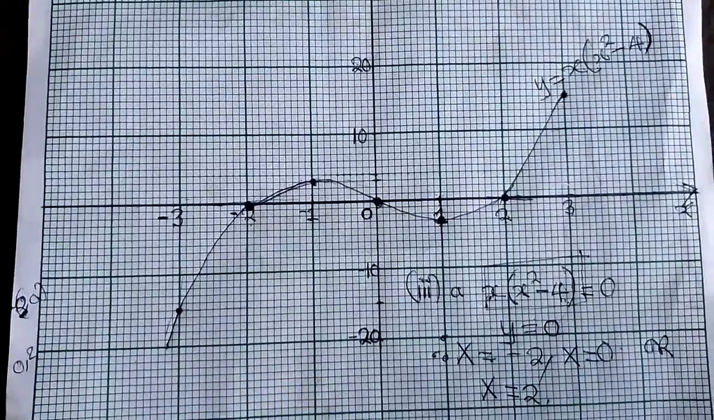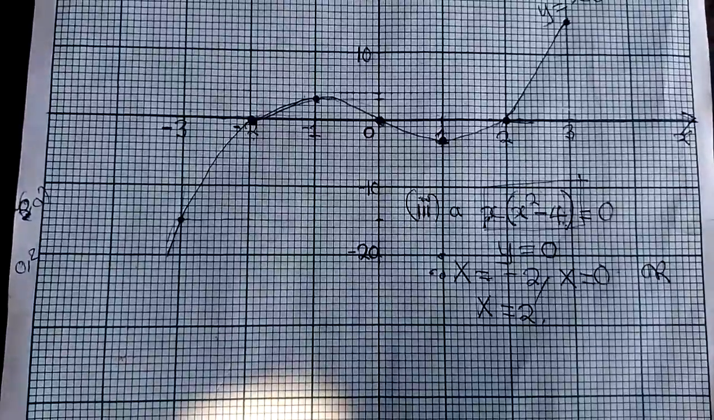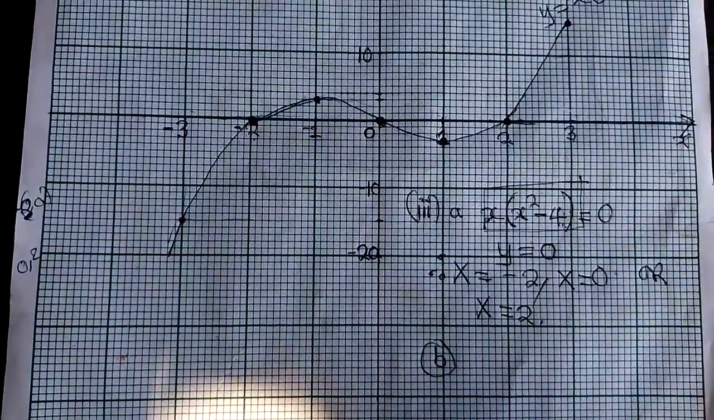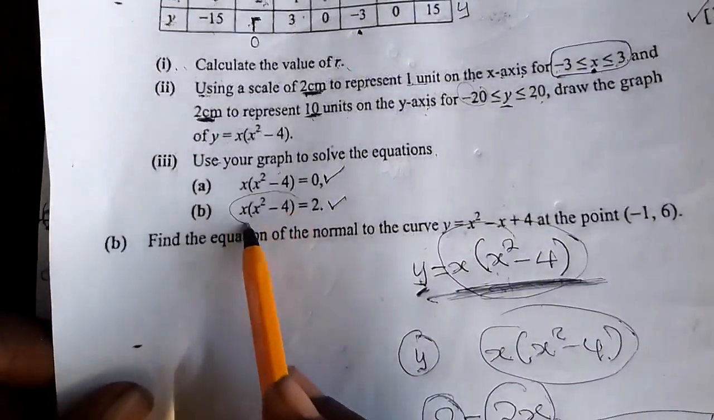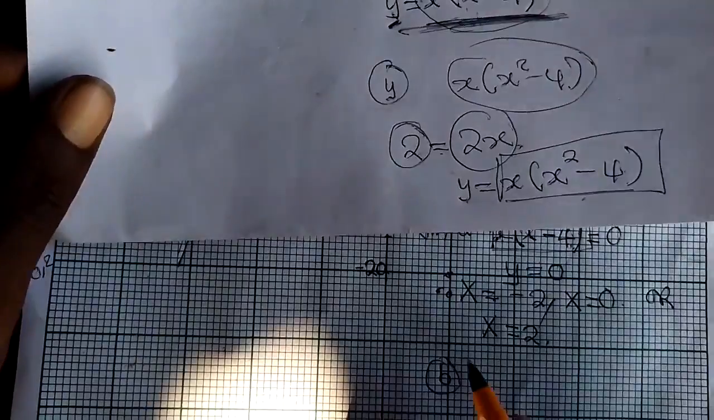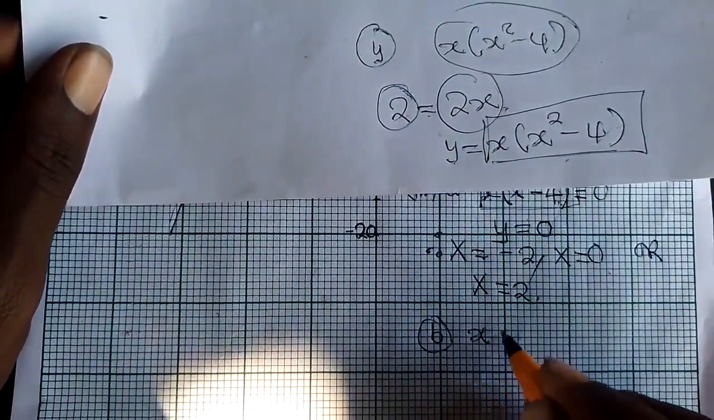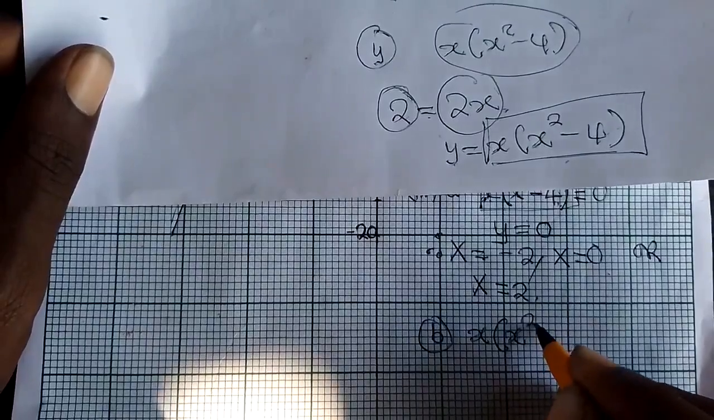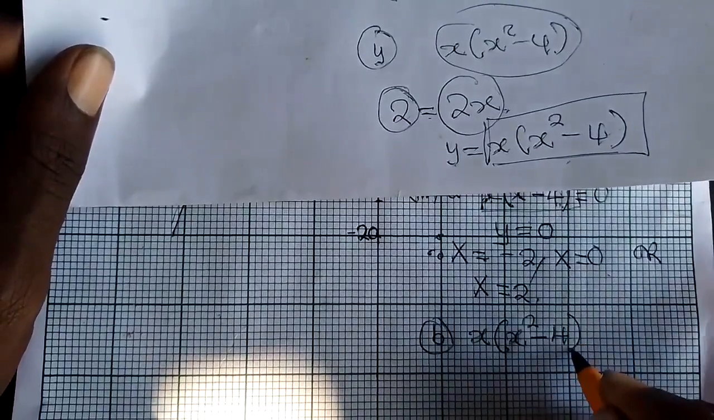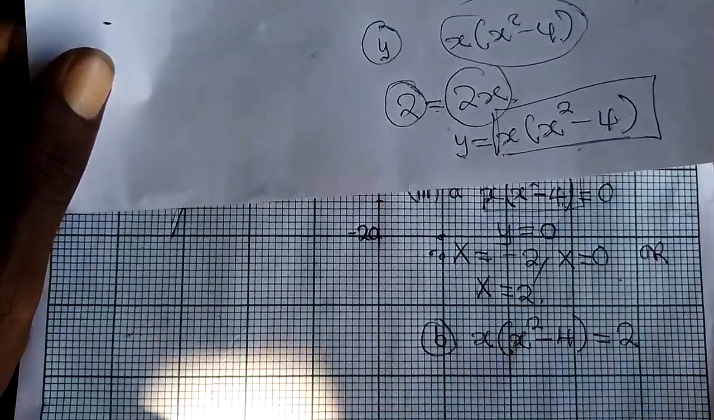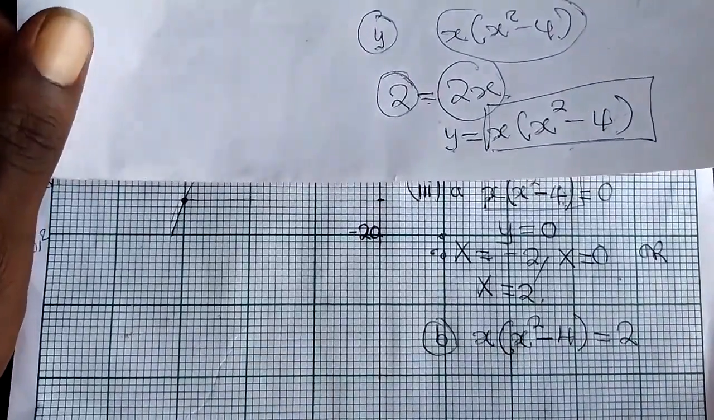So let's make sure we understand and get the necessary concept. I move to B. Where is B? This is my B. I want to solve this equation now. So I'm going to write it here so that we understand: x squared minus 4x is equal to 2. That is the equation I want to answer.